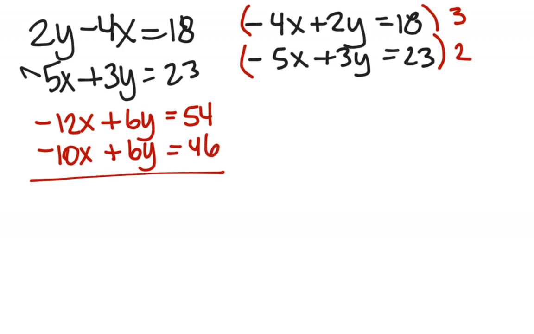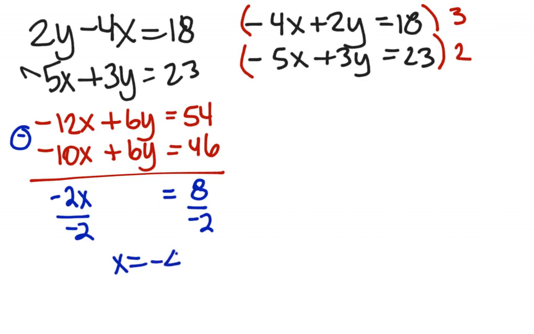To eliminate, I am going to subtract the two equations, starting with the x's. And when I subtract the x's, I'm going to get negative 2x. I get 0 y's and positive 8. Divide each side by negative 2, and that gives me x is negative 4.